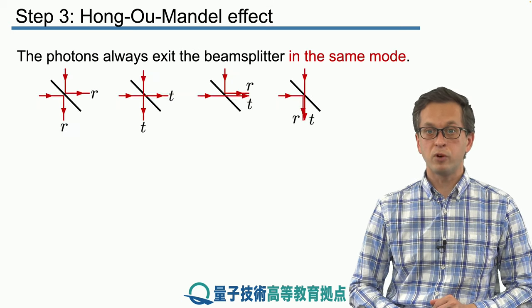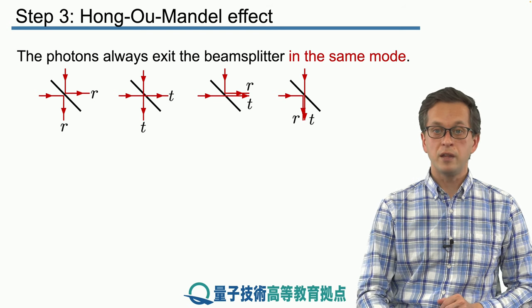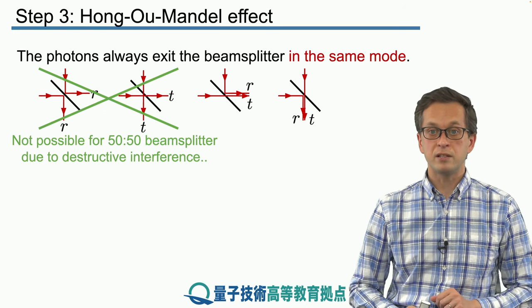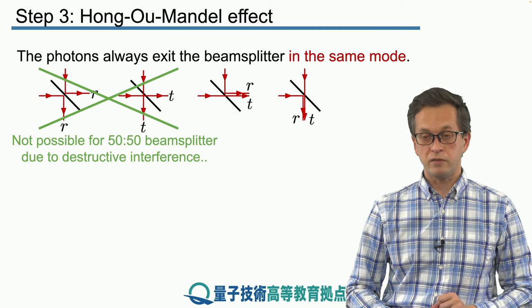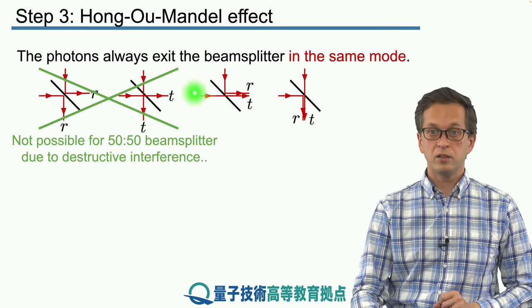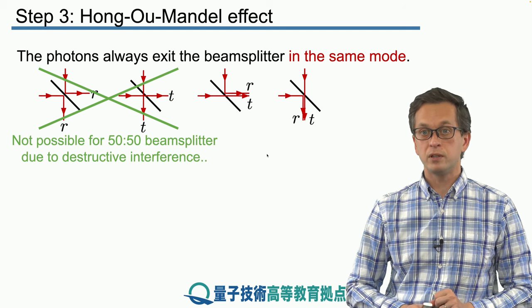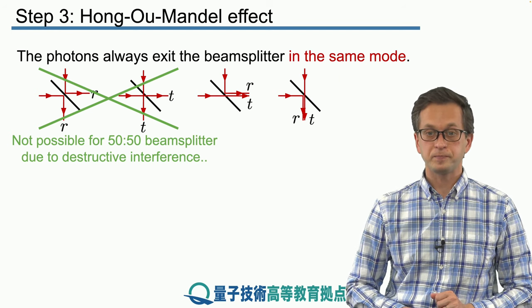So going back to our four possibilities, now we see that these two never occur for a 50-50 lossless beam splitter where the photons arrive at the same time due to destructive interference. On the other hand, these two possibilities do occur, as we saw from the previous slide where we computed the state of the output fields.